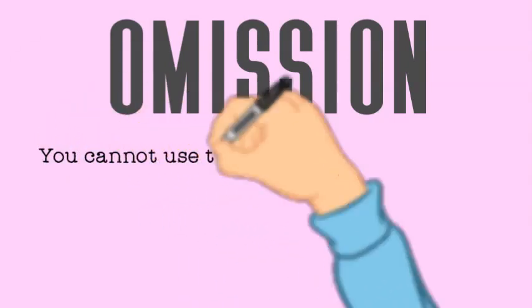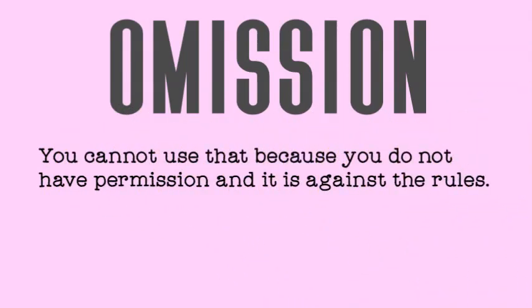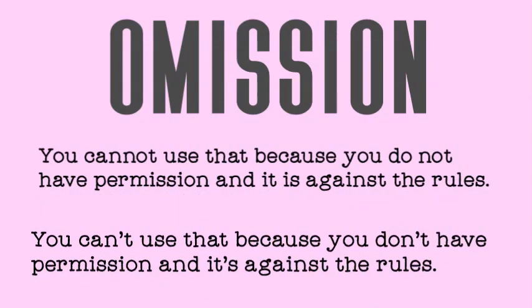Now let's look at omission. We use an apostrophe to show omission when we contract words to make them shorter. Contractions make a word sound more informal or conversational, and they also help to get your point across quickly. Example, you cannot use that because you do not have permission and it is against the rules. That sentence doesn't use any contractions and it sounds long and quite formal. When we contract certain words, it sounds a little less aggressive, more conversational, and takes less time to say or to write down. For example, you can't use that because you don't have permission and it's against the rules.